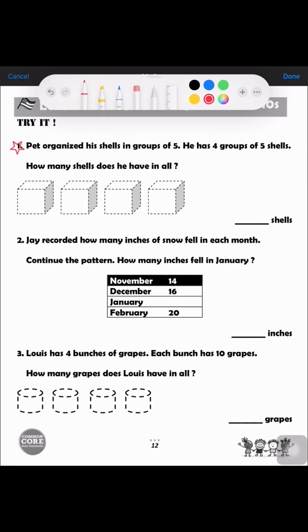Okay, very good. Now we move on to page 12. Question 1. Pat organized his shells in groups of 5.